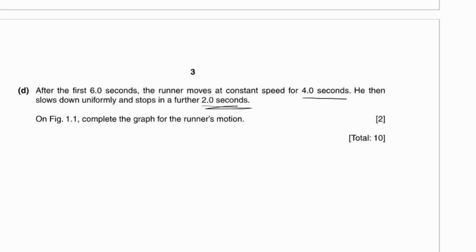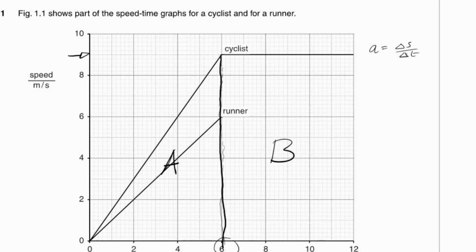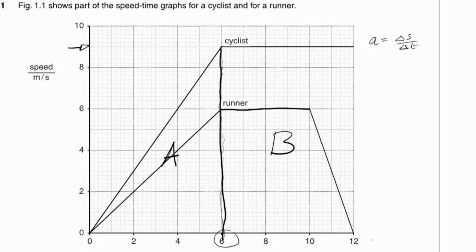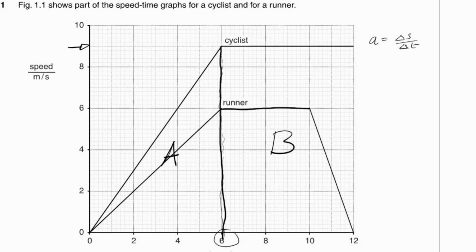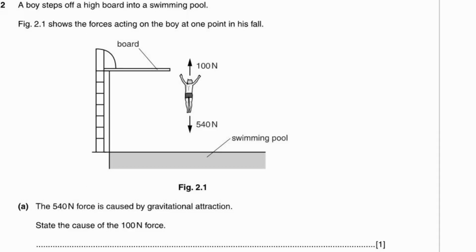Let's put that into our graph. There we are. So we know that our runner runs with a constant speed for 4 seconds and then slows down to a stop in the next 2 seconds at a constant rate. There we go. Beautiful.